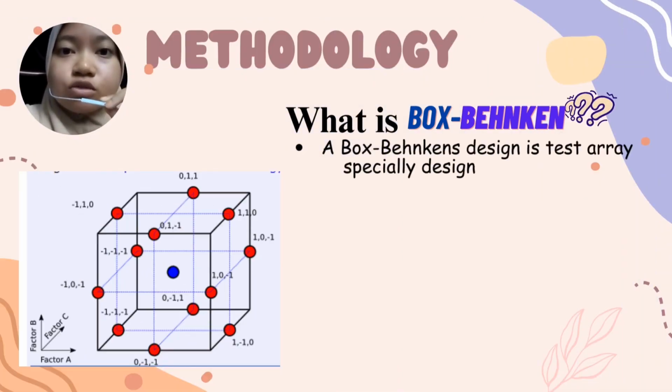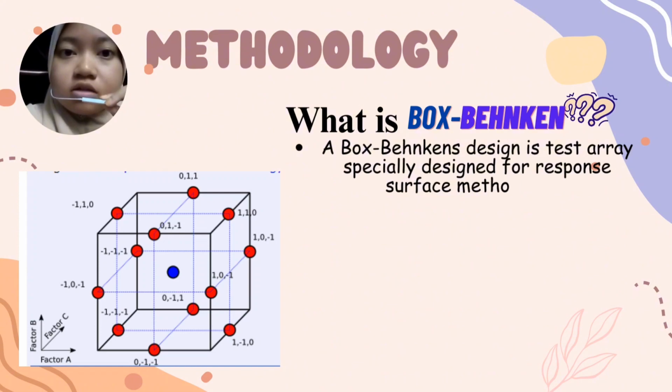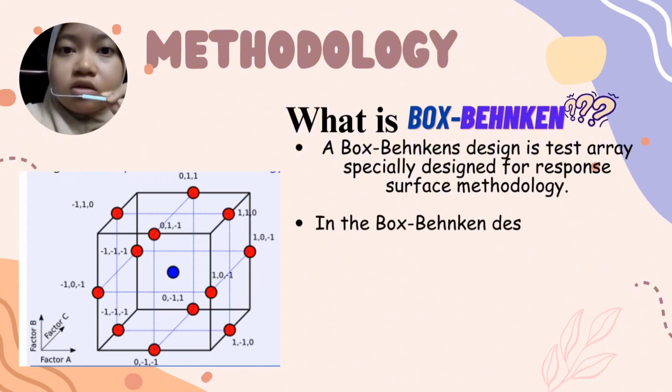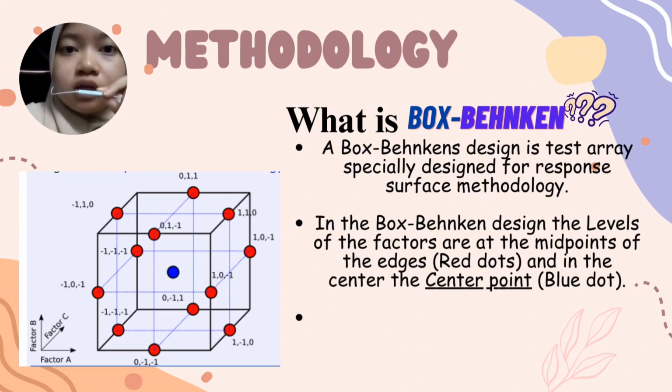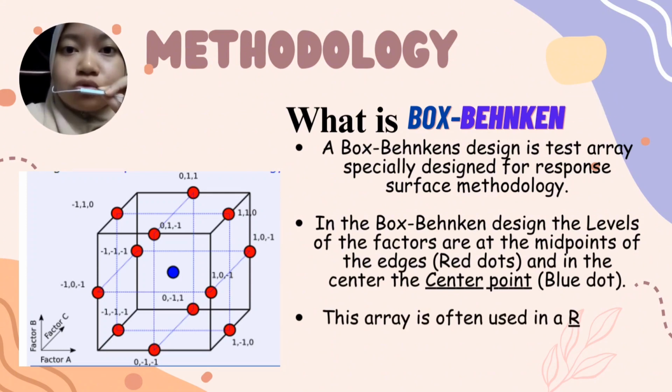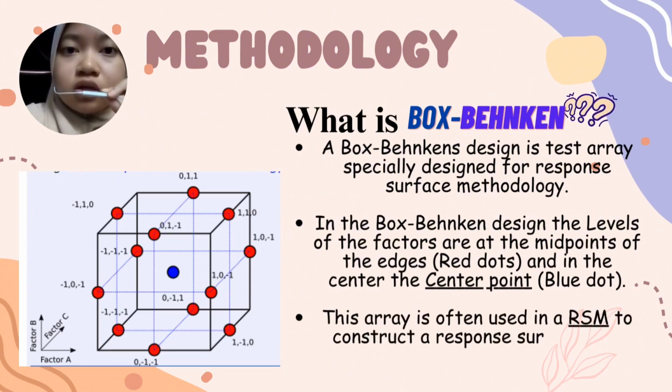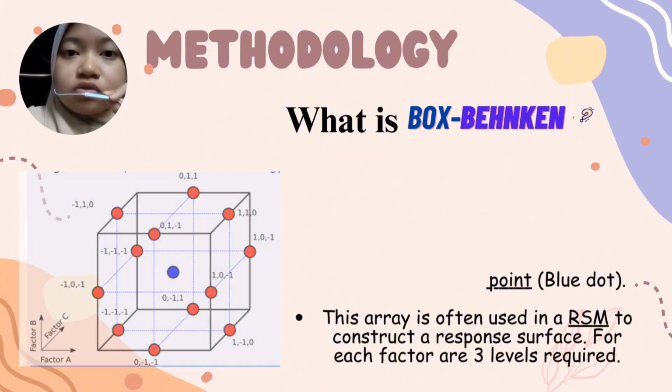This case study used the Box-Behnken method to collect the data. A Box-Behnken design is a test array specially designed for response surface methodology. In the Box-Behnken design, the levels of the factors are at the midpoint of the edges, the red dots, and in the center, the center point, the blue dot. This array is often used in RSM to construct a response surface. For each factor, three levels are required.